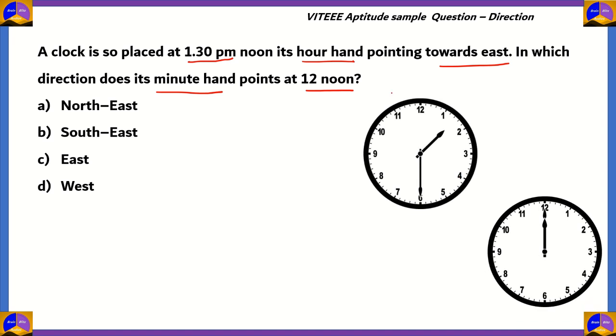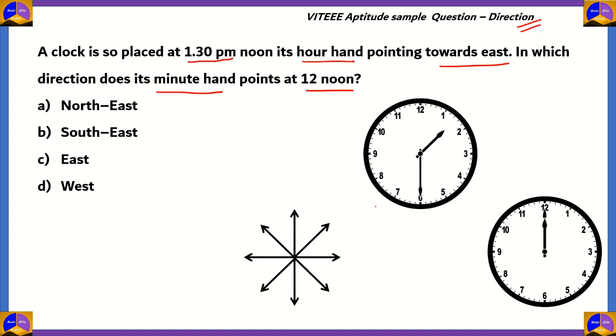So we have a clock here, two clocks. One clock is pointing at 1:30 in the afternoon, and the other clock is pointing at 12 p.m., which is 12 noon. So in order to solve this question, we need to understand what type of question this is. This question is a direction question and not a calendar clock question. So we need to first find out the direction of the hour hand at 1:30 p.m. and then using that we need to find a relation of the directions inside the clock and then find the direction of the minute hand at 12 noon.